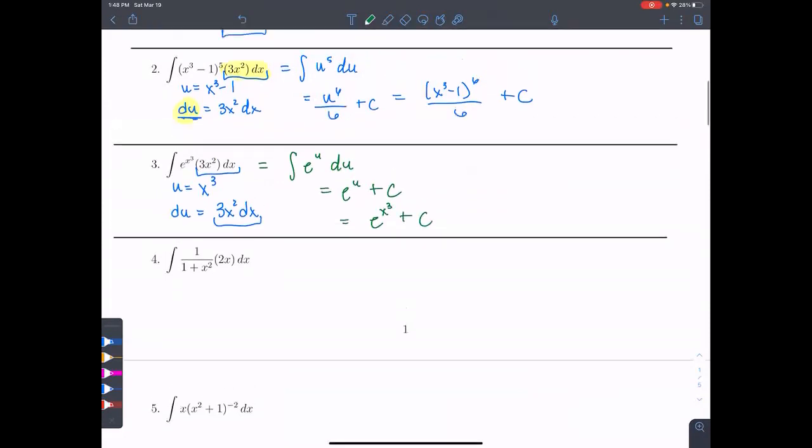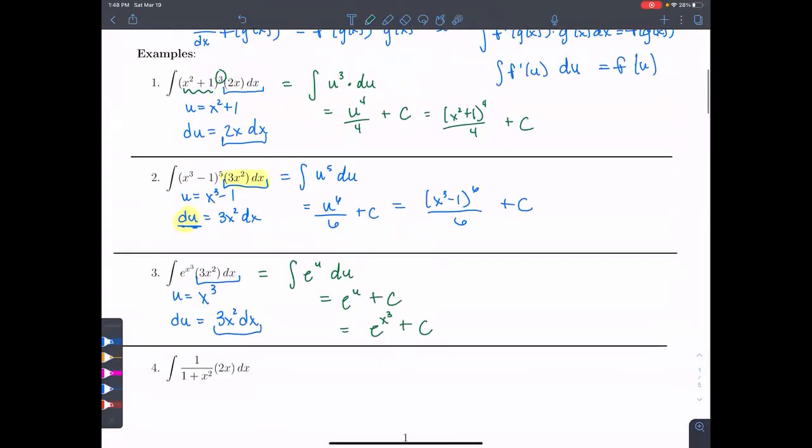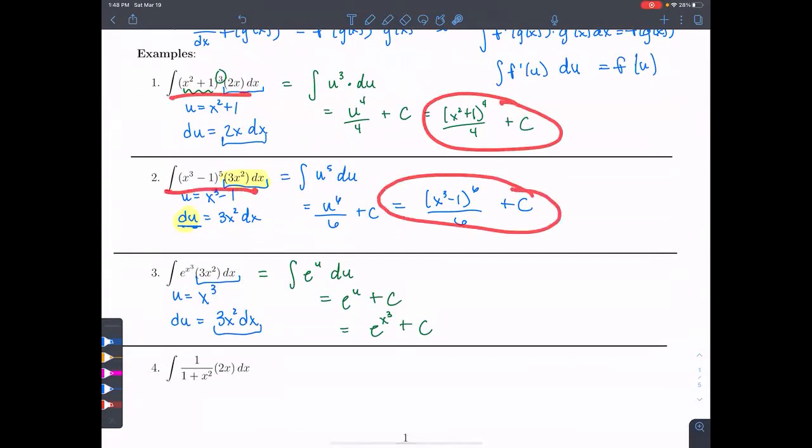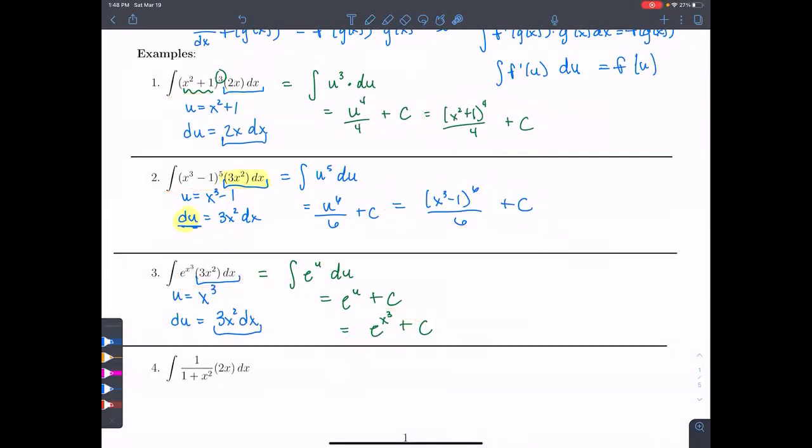Now you could go back through with any of these, take the derivative of this, and you should end up here. Take the derivative of this, and you should end up here. Take the derivative of this, and you should end up here. If you don't, something's gone wrong.